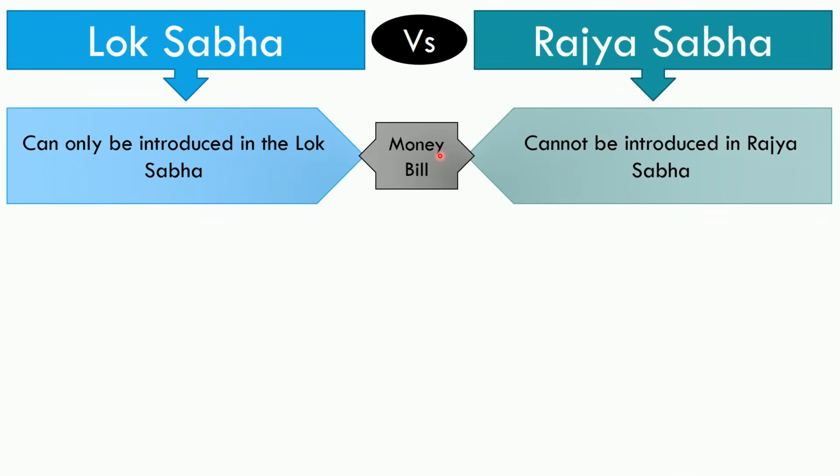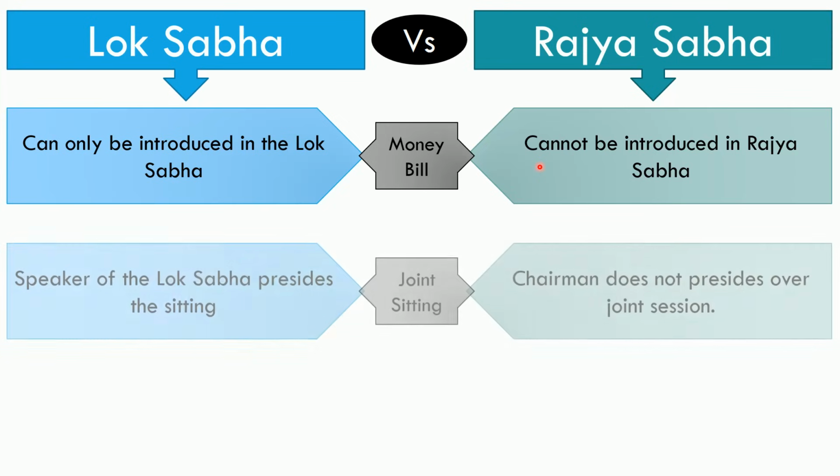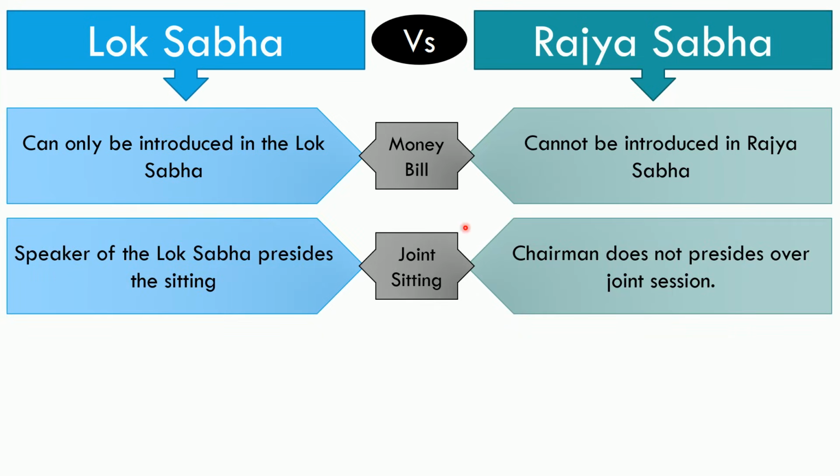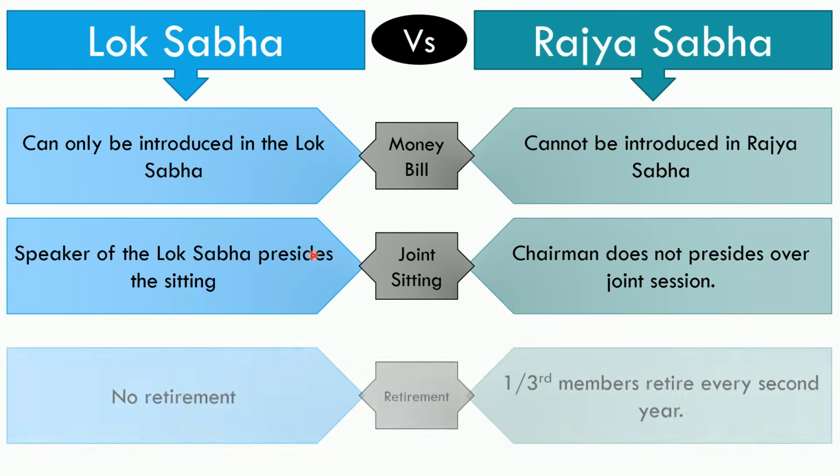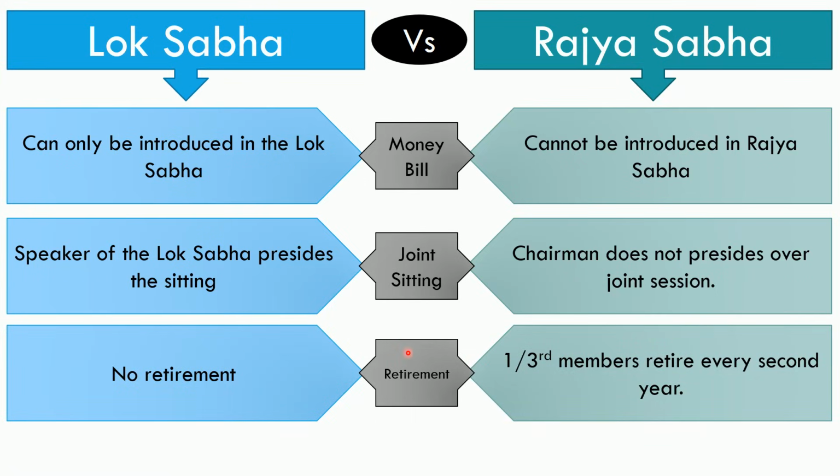Next, when it comes to money bill, the money bill cannot be introduced in the Rajya Sabha. It can only be introduced in Lok Sabha. Moreover, all the power with respect to money bill lies in the hands of Lok Sabha only. Next, in case of deadlock situation, the joint sitting is announced by the President, in which the Speaker of the Lok Sabha presides over the joint sitting, whereas the Chairman does not preside over the joint session. Next, when it comes to retirement, the Lok Sabha members are appointed for a period of 5 years, but one-third members of the Rajya Sabha retire in every second year.